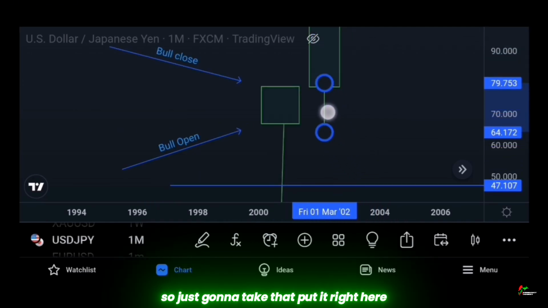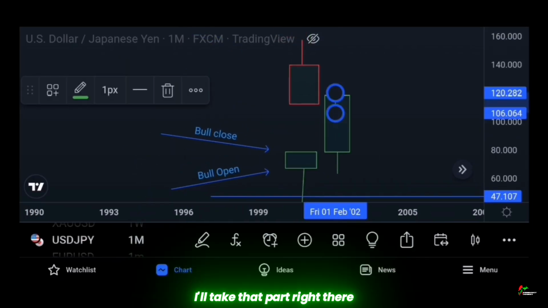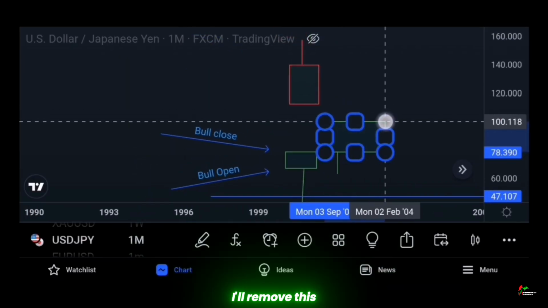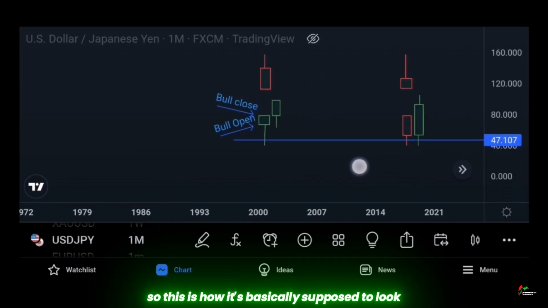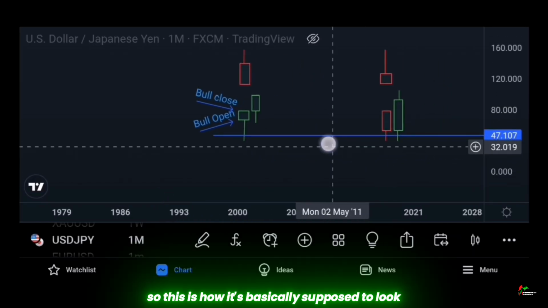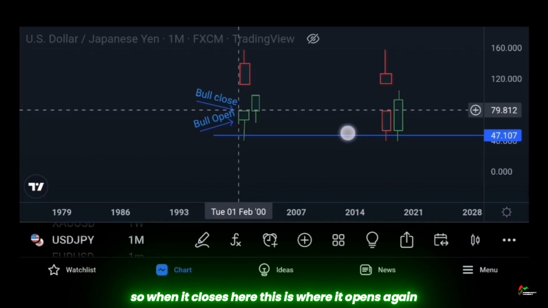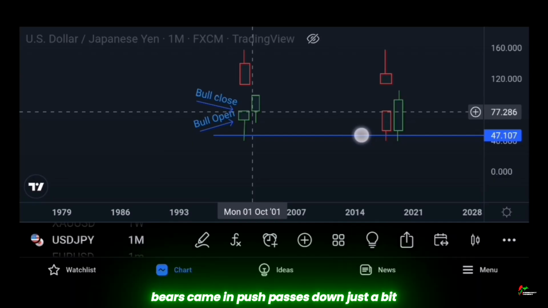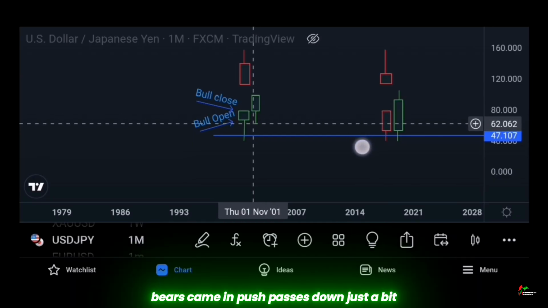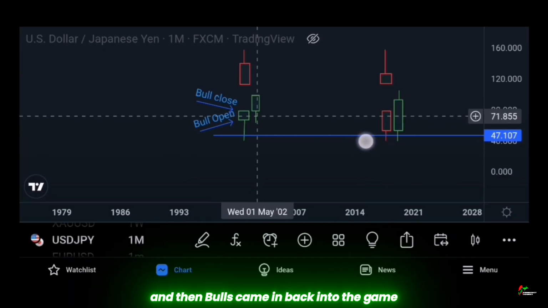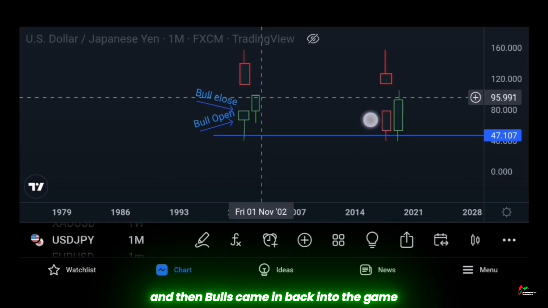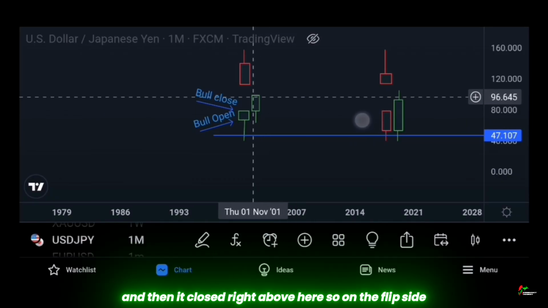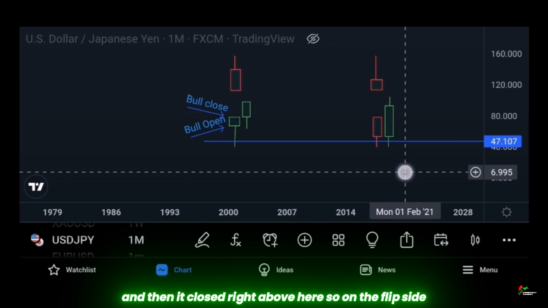So I'm just going to take that, put it right here, and take that, put it right there. I'll remove this, and yeah, guys, this is basically how it's supposed to look. When it closes here, this is where it opens again, and when it opened here, bears came in, pushed prices down just a bit, and then bulls came back into the game, and it closed right above here.